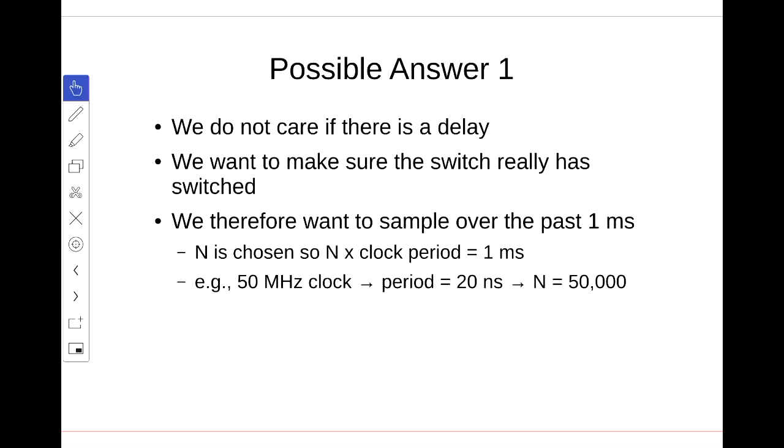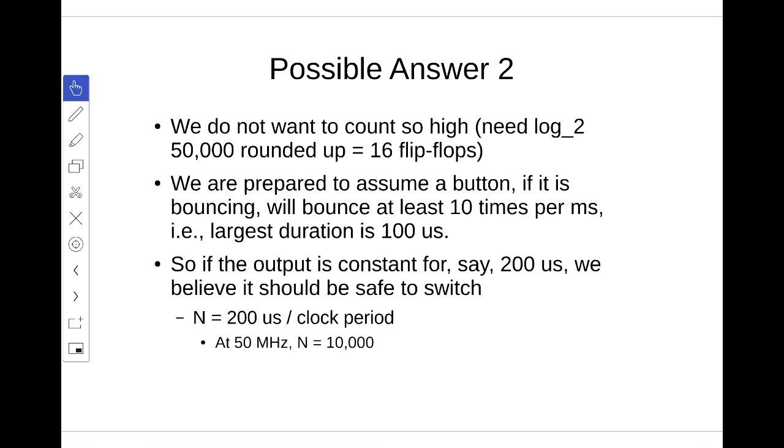So one possible answer, application specific: it could be that we don't care if there's a delay. What we do care about is making sure that the switch really has been switched. Therefore, if we know that the very longest this switch can bounce for is 1 millisecond, then we want to sample for at least 1 millisecond. And then given your clock period, you choose n so that n times the clock period is at least 1 millisecond, and off you go. That hopefully is common sense.